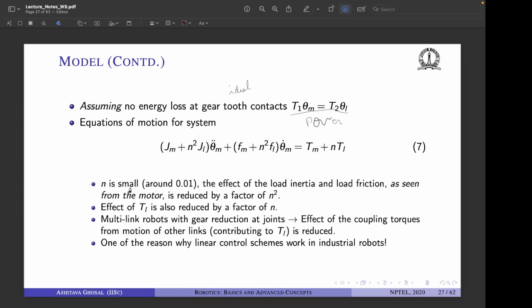Now, here also the same thing is mentioned, that if n is small, the effect of load inertia and the load friction, as seen from the motor, is reduced by a factor of n square, and the effect of TL is also reduced by a factor of n.